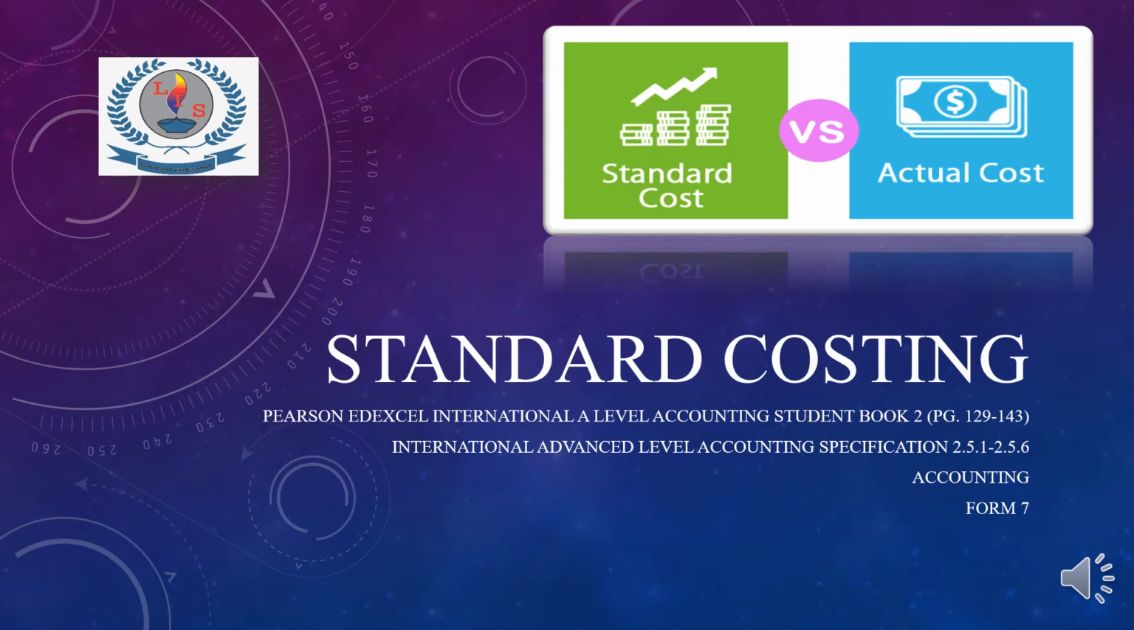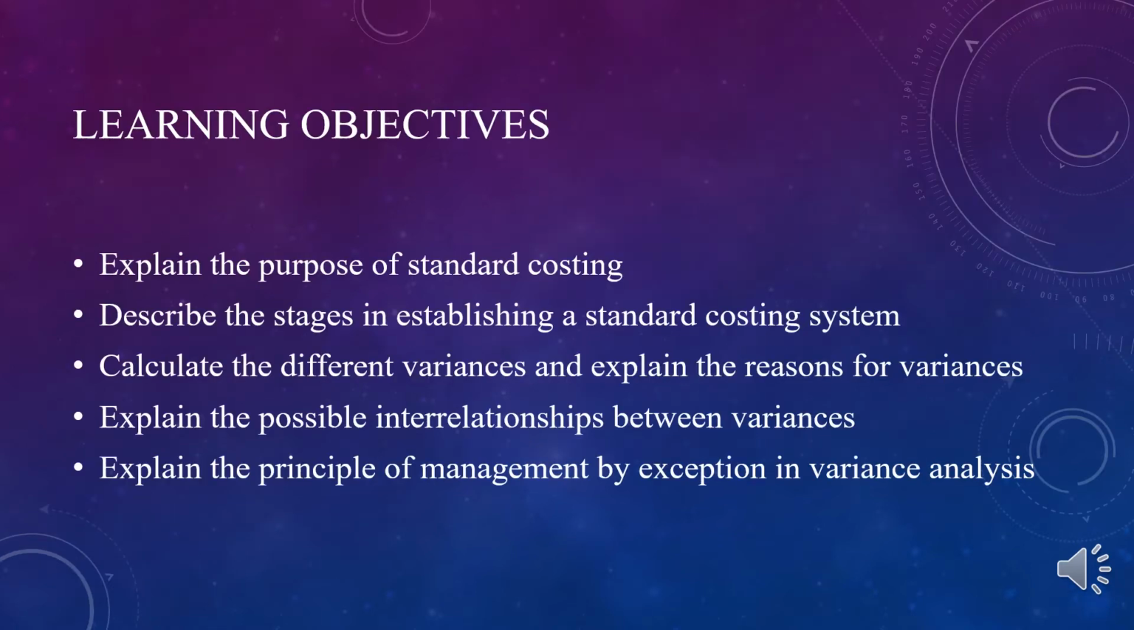Hello everyone. Today we are going to learn the chapter 7 standard costing. Before starting, turn to page 129 in the Pearson Edexcel IAL Accounting Student Book 2, referring to the IAL Accounting Specification 2.5.1 to 2.5.6. Now we will see what we should know at the end of the lesson.